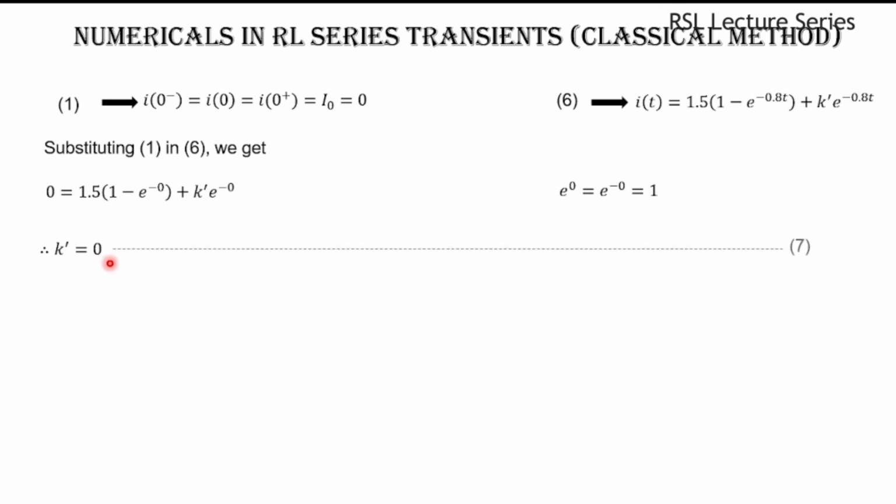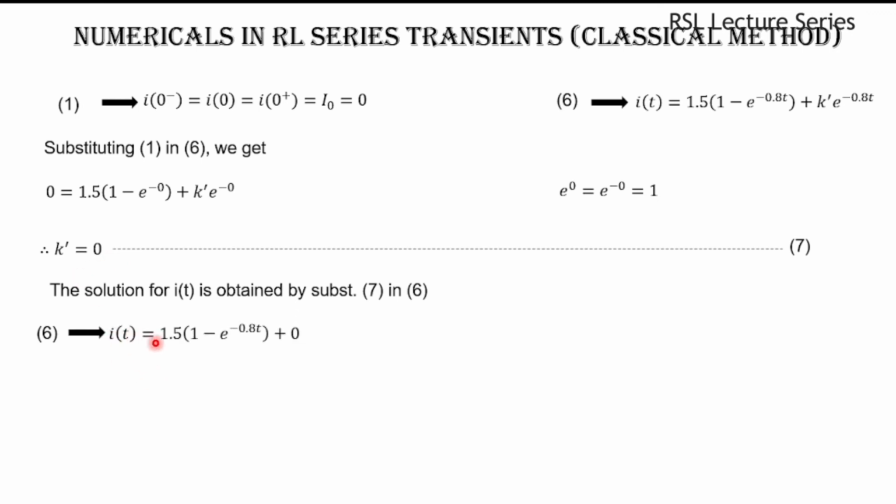So now we can substitute this k dash value in equation number 6. So equation number 6 is what? I of t is equal to 1.5 into 1 minus e power minus 0.8t plus 0. So this is the required solution. I of t is equal to 1.5 into 1 minus e power minus 0.8t. So this is the expression for the transient response.